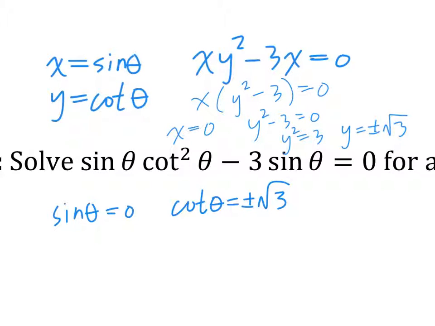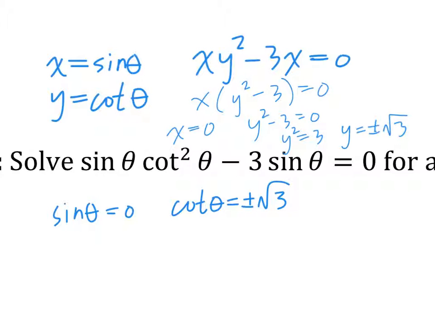Okay, so at this point, let's solve. Sine equals 0, we just did it on the last problem, so you can look at your answer. Cotangent equals plus minus square root 3. I hope you remember that chart I had you fill out, with sine, cosine, and tangent. This one's a cotangent, so you're going to have to flip over tangent to figure out what angle works.